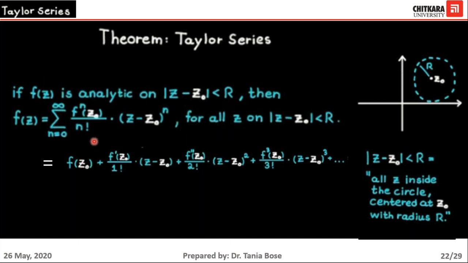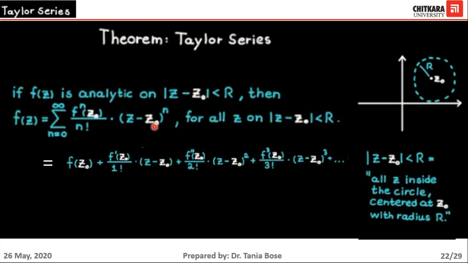When I expand this summation, put n equal to 0, what will you get? The 0th derivative at z naught, it is simply f of z naught. 0 factorial is 1. Z minus z naught raised to power 0, that is also 1. So what is the first term? The first term is f at z naught. Plus, put n equal to 1. When you put n equal to 1, what is the second term? F dash z naught divided by 1 factorial into z minus z naught raised to power 1.